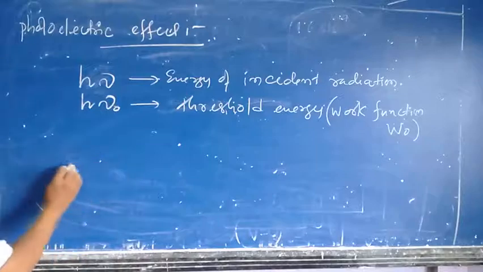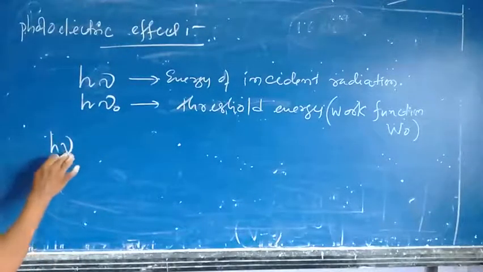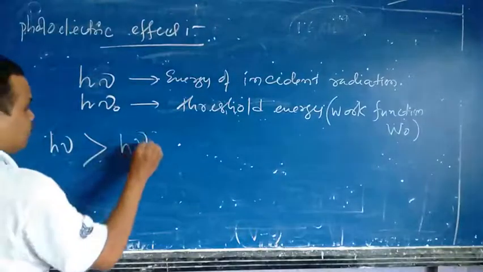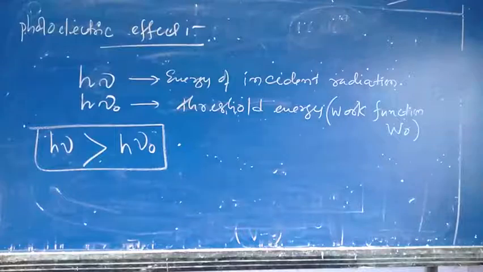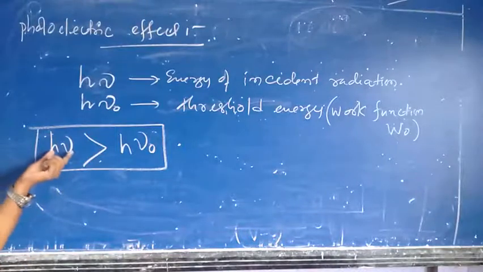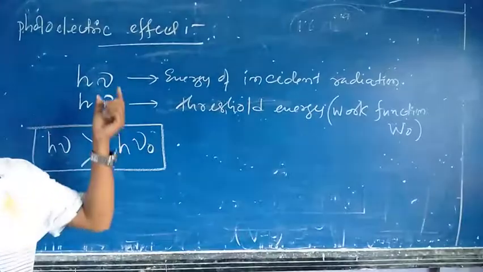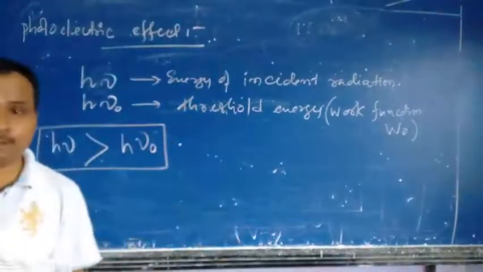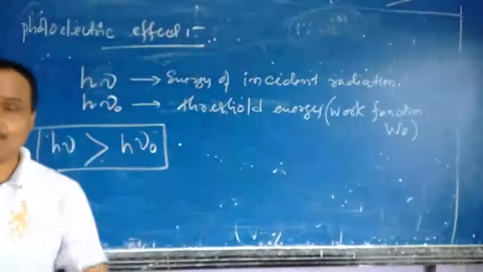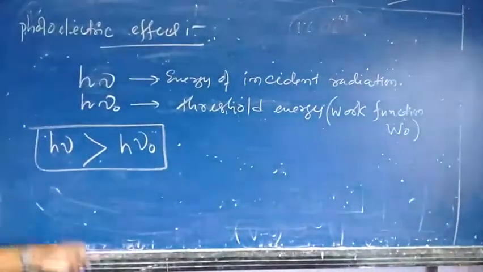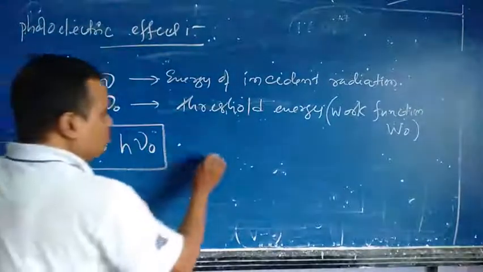So what is the most appropriate condition for the photoelectric effect? Incident radiation का energy must be greater than what? Threshold energy. This is the most appropriate condition for the photoelectric effect. So incident radiation का energy threshold energy से ज़्यादा होना पड़ेगा. Then electrons are ejected from the metal surface. दोनों equal होने से भी electron eject होगा, लेकिन ejected electron का velocity कितना होगा? 0 होगा.